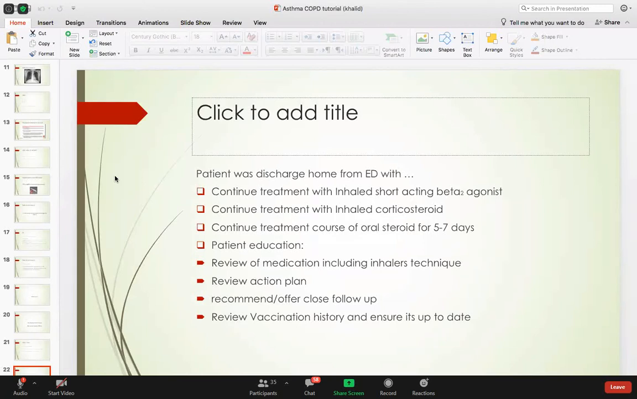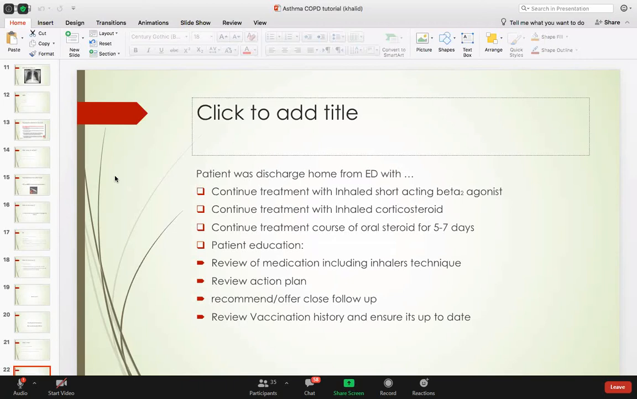You reviewed his medication, including inhaler technique. And this is very important, guys. Whenever you are prescribing an inhaled medication, make sure that your patient knows how to use it, okay? Because if they don't use it right, they are not going to get benefit from it. Review the action plan. Action plan meaning if this gets worse, what shall they do? Shall they call a phone number? Shall they come back to the emergency? Shall they increase the inhaled corticosteroid puffs?